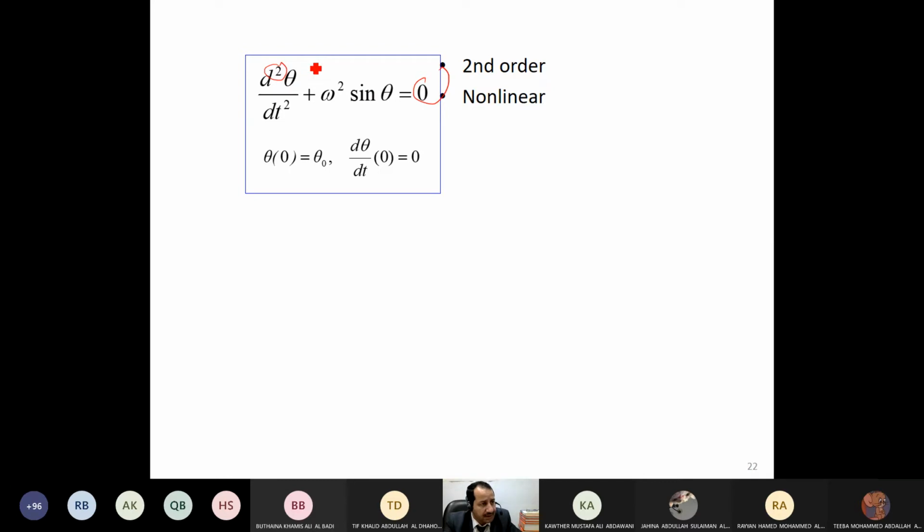Have a look. This is theta. My variable here is theta. And since theta came with sine, it is nonlinear. If it is only theta, there is no problem. But since there is sine, it becomes nonlinear. It means a curve at the end, not a straight line. And because of this 0, you can see here that we have homogeneous. And here he gave me initial conditions for theta and for d theta.